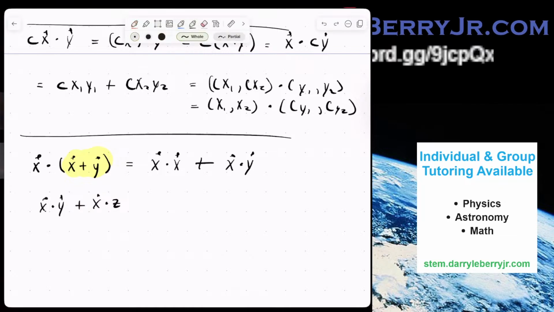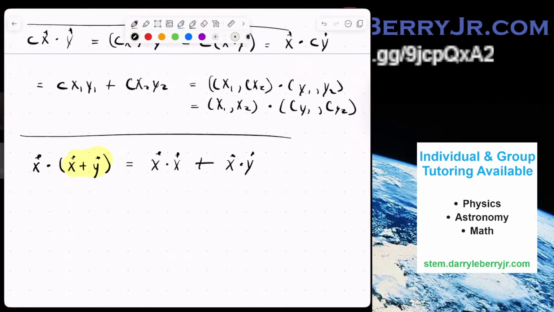I meant to say, I wrote the same thing. What I meant to say is if you have x plus y dot product x plus z, you can't factor these in the same way.